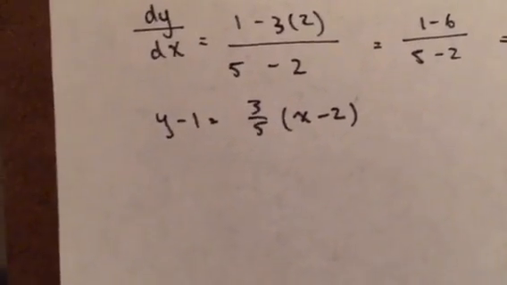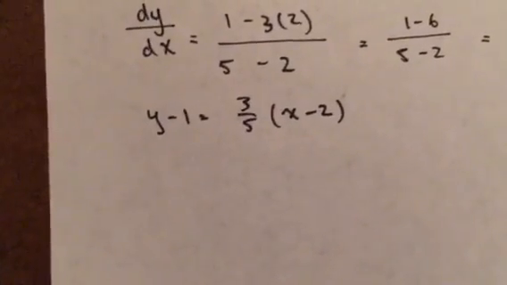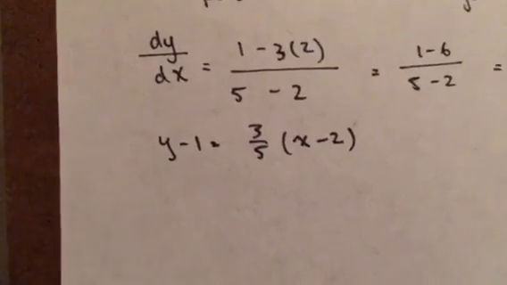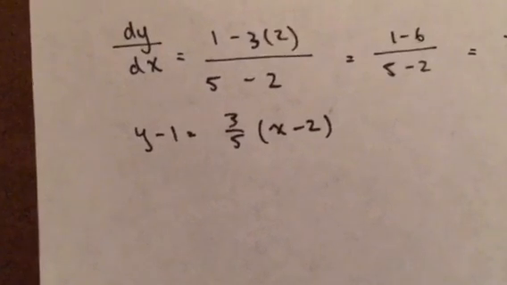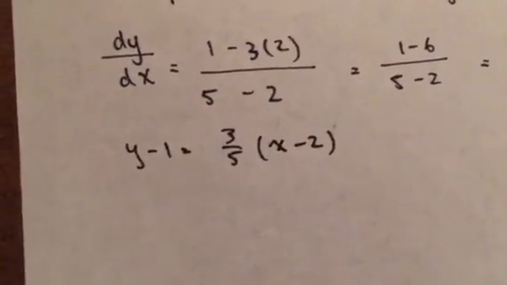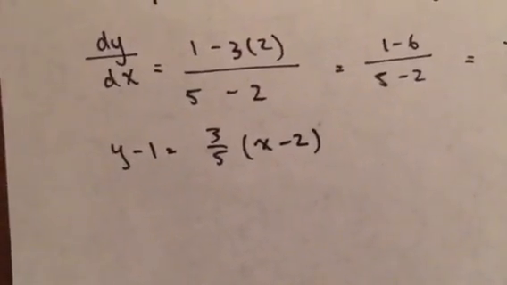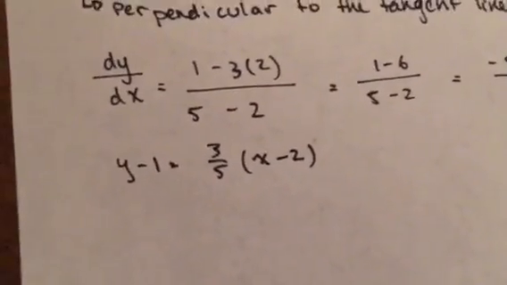So you have y, the varying y, minus the y known, which is 1. So y minus 1 is the left side, equals the slope, which is 3 over 5, times x minus x1, which is the x that's given. So the final equation of the normal line is y minus 1 is equal to 3 over 5 times x minus 2.